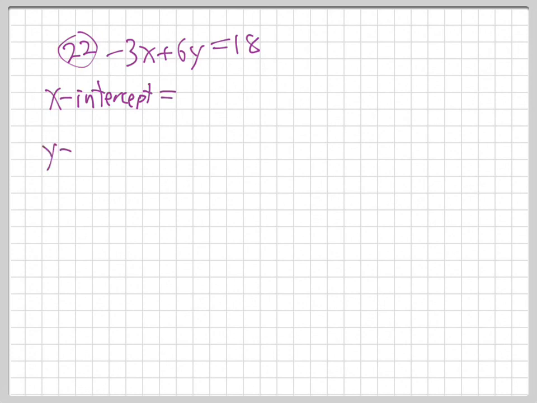Go to 22, because 21 is the same thing. And then 22 is a little different. Minus 3x plus 6y equals 18. And what it's going to ask you to do on part A is find the intercept. So it's going to ask you for the x-intercept and then for the y-intercept. And then it wants you to graph. So x-intercept, y-intercept, and then graph. Okay.